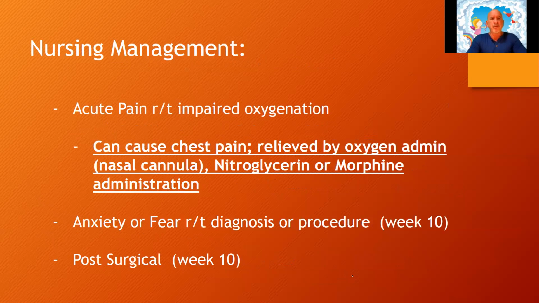Acute pain with impaired oxygen. Oh, nursing management. I forgot where I was there for a minute. Acute pain. Now, this pain is being caused by the heart not getting enough oxygen. So, of course, if you increase the oxygen level in the blood of the individual, it will relieve some of the pain. And this is why one of the first things we do with a cardiac patient on scene is give them oxygen. We want to get as much oxygen to that heart as we can to keep tissue from dying.